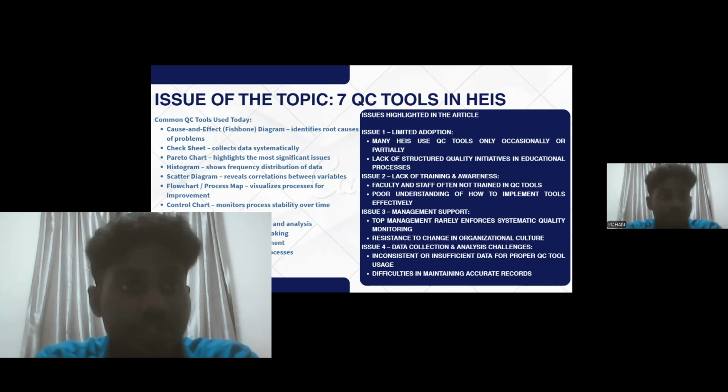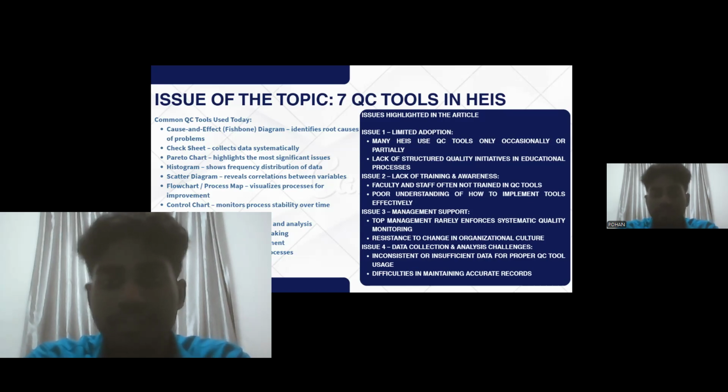That's all more to the QC tools. The QC tools are old school, which simplifies problem identification and analysis, supports data-driven decision making, encourages continuous improvement, and involves quality management. The first issue is limited adaptation, where many HEIs do not use the QC tools, and also the lack of a structured quality education process.